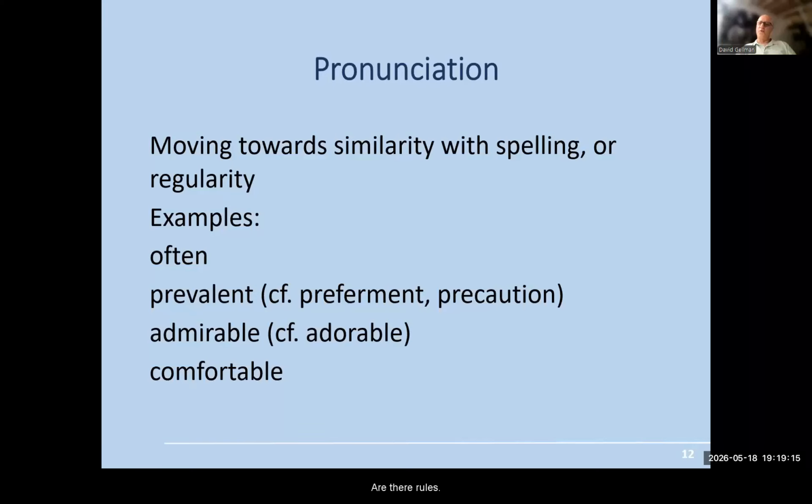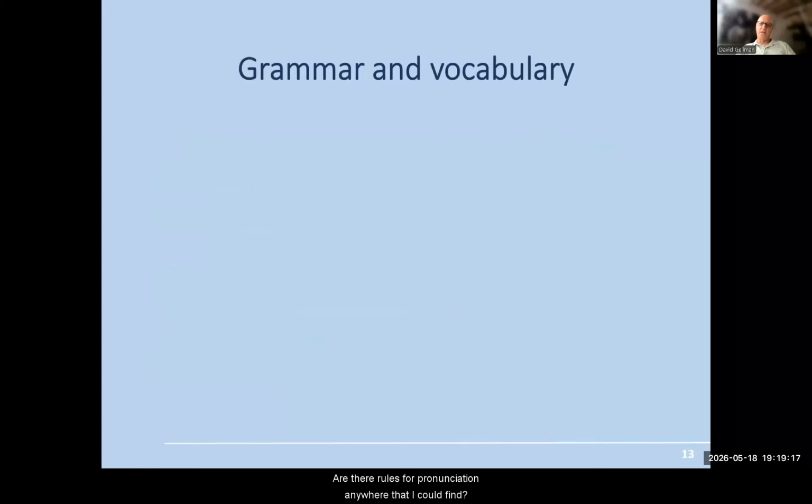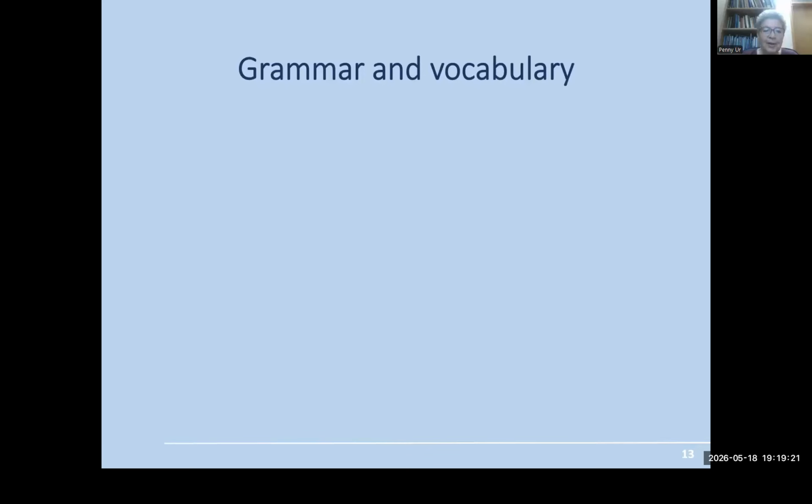Okay, next. Are there rules for pronunciation anywhere that I could find? Don't know. Try checking on the internet. All right. The AI bots overdo it with pronunciation feedback. They can drive you crazy.